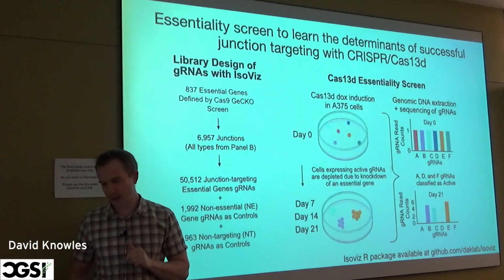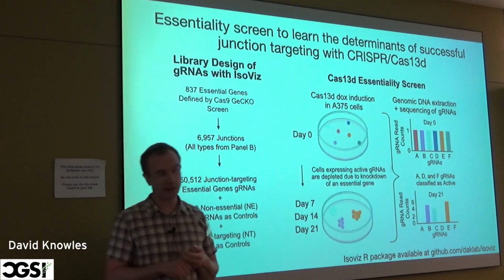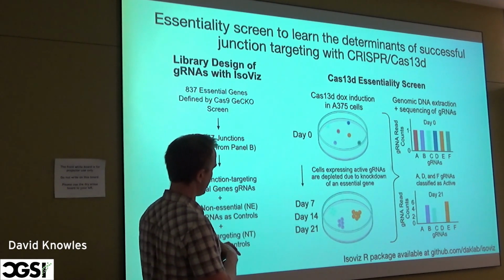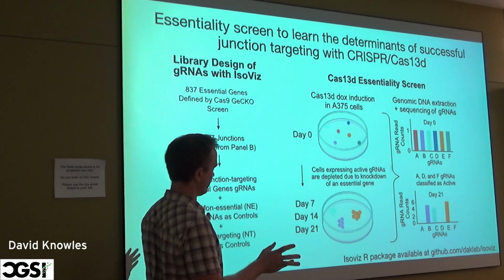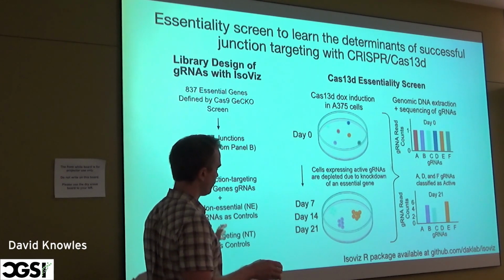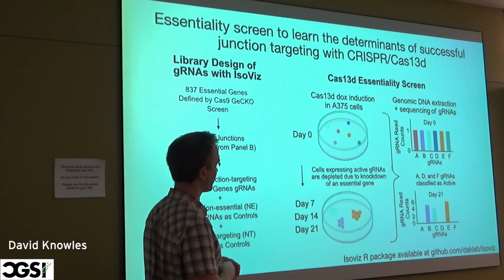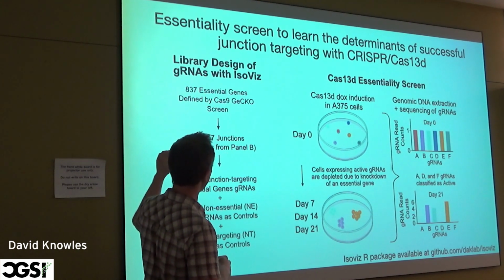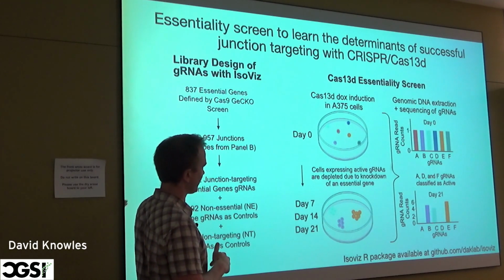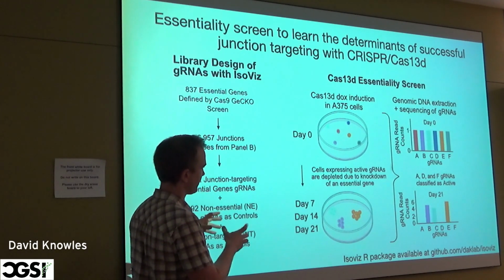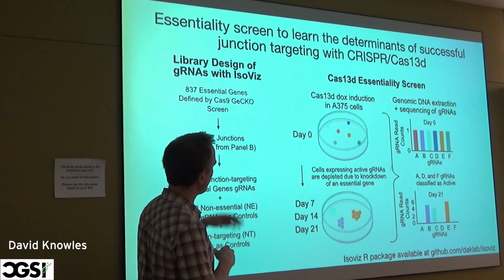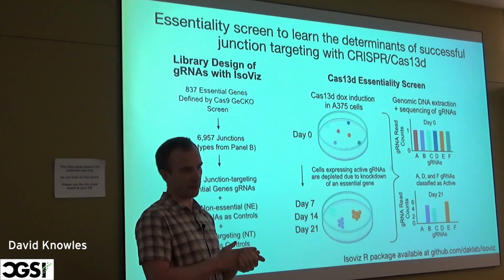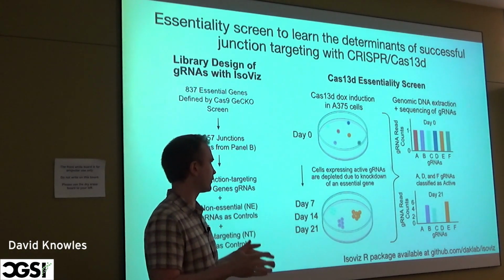So to test this idea, we did what's called an essentiality screen. So in case you haven't seen one of these before, it's a really powerful general methodology that uses the programmability of CRISPR systems. So the basic idea is that we design a large number of CRISPR guides targeting different genes and potentially different isoforms. And we're going to focus on targeting essential genes. So these are genes where if you knock them down, the cells either die or they at least can't grow.